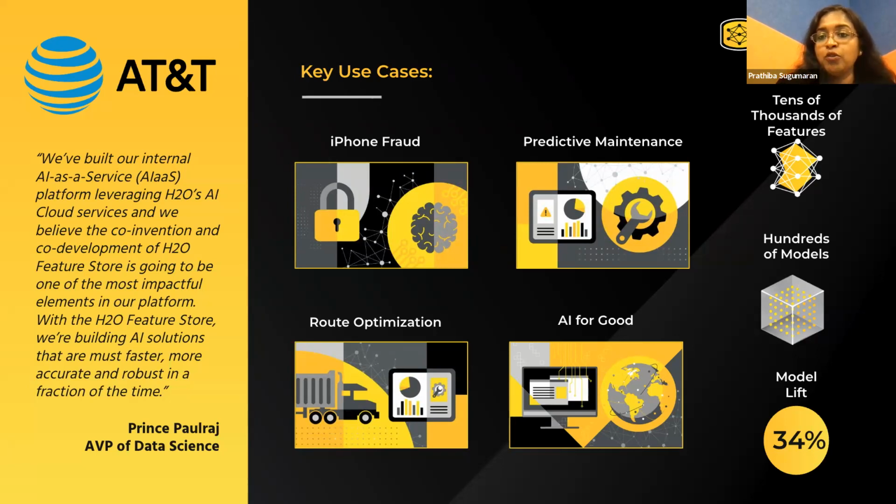So we launched H2O Feature Store within AT&T in April of last year, and since then we have tens of thousands of features onboarded. And this is a self-service tool. We deployed this as a self-service tool, so we empowered our data science community, both professional data scientists and citizen data scientists, because we do have a UI component that has point and click and drag and drop capability that allows us to set up feature sets and promote ingesting hundreds of models, which is what we did. And cumulatively, we have seen a model lift of 34%.